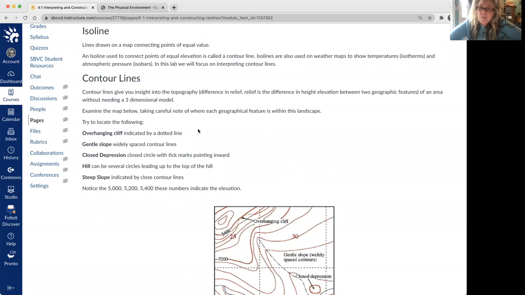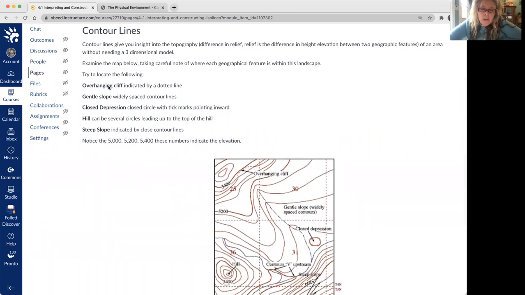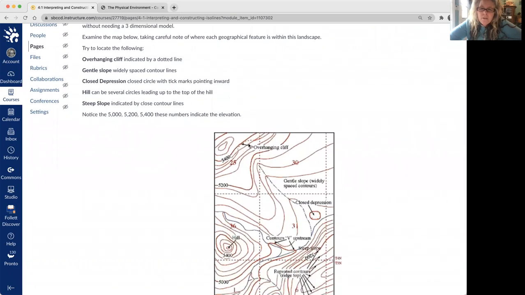Examine the map below, taking careful note of where each geographical feature is located. An overhanging cliff is indicated by a dotted line. Here's the overhanging cliff. This dotted line right here, you see where it becomes a dotted line? That would be an overhanging cliff. You wouldn't want to get too close if you were up here. A gentle slope with widely spaced contour lines is here. This is indicating a gentle slope, all these contour lines that are spaced further apart.